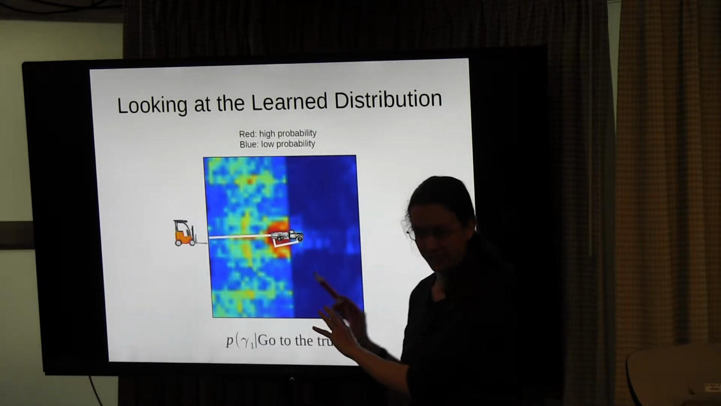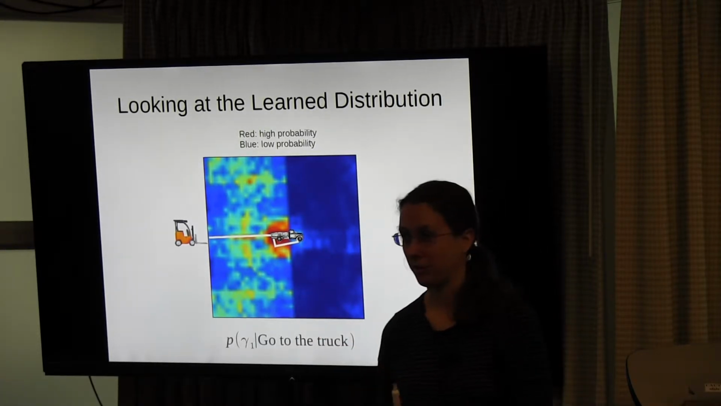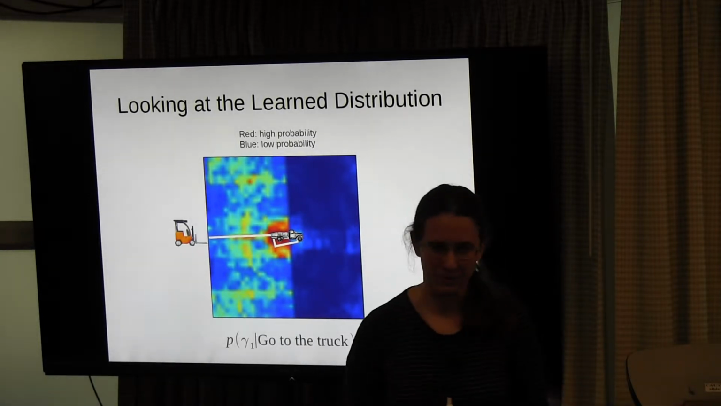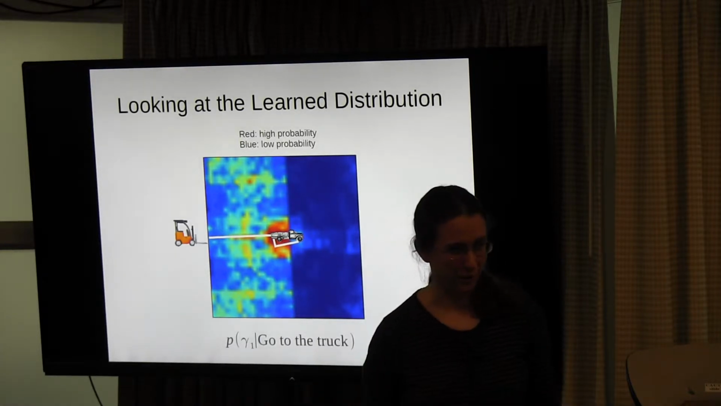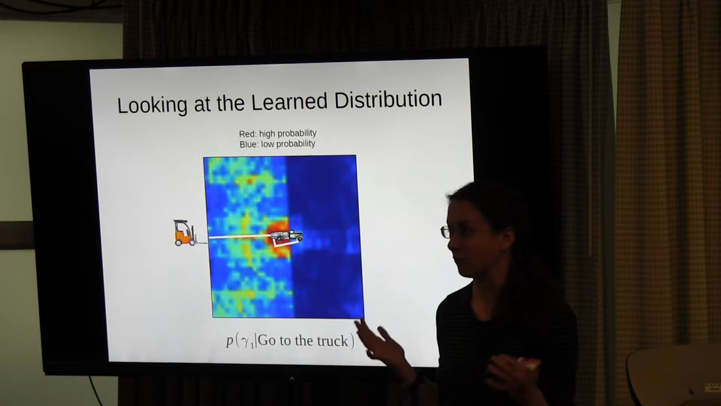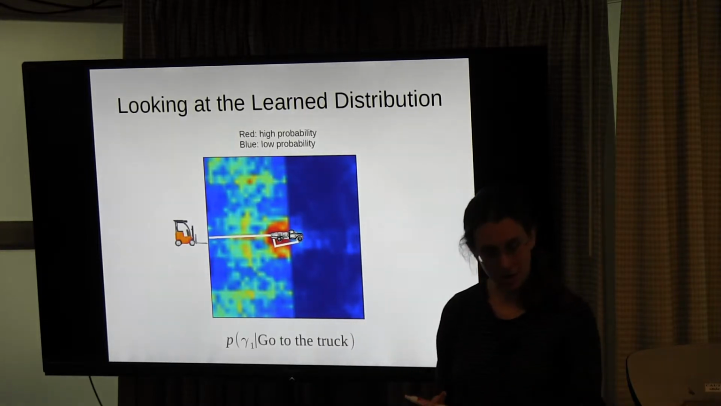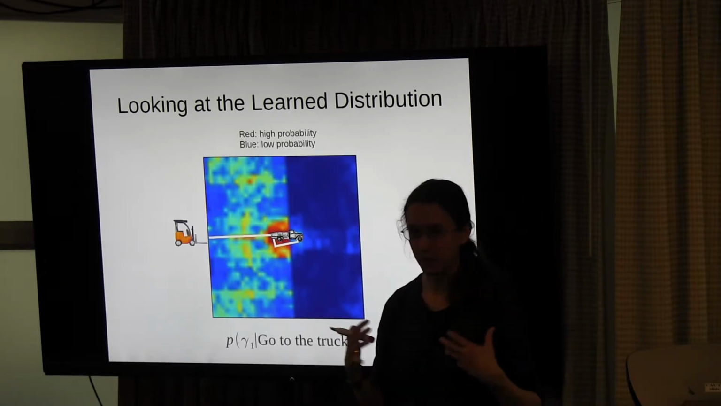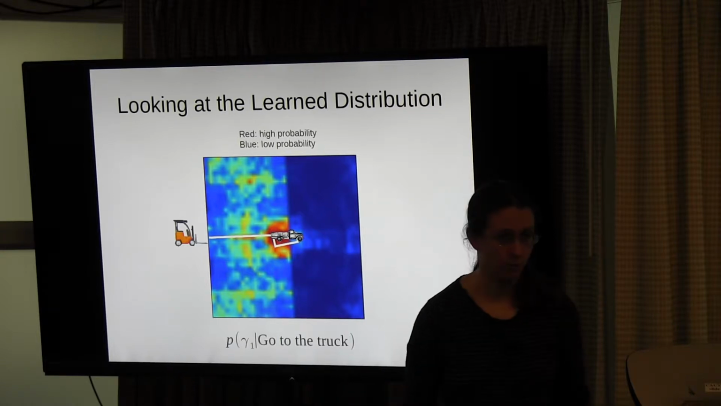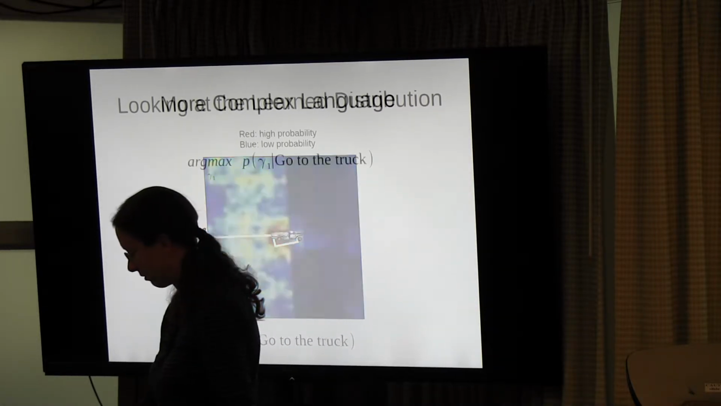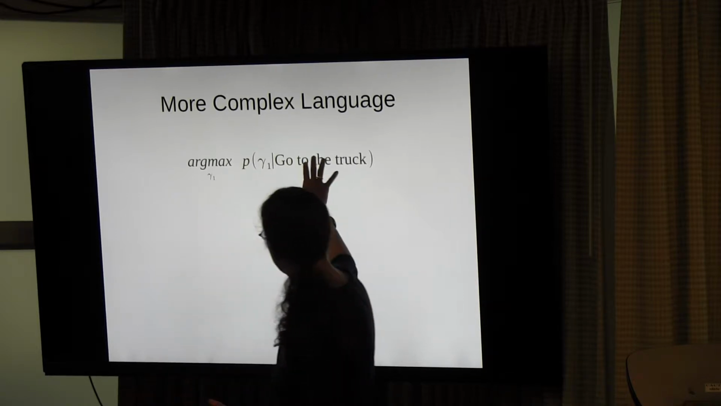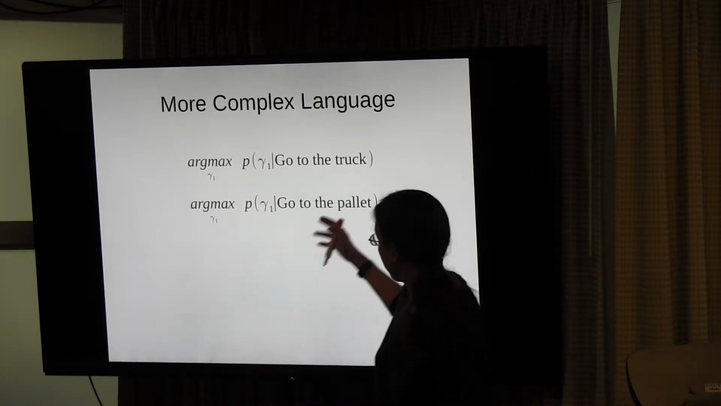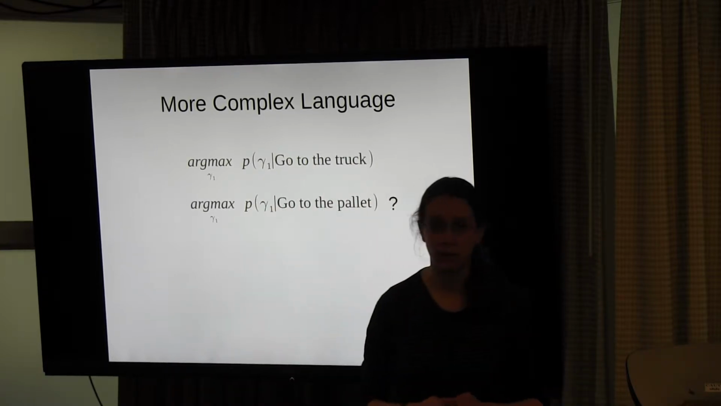So right now, you can imagine that you'd want to be able to handle things like go to the pallet, or pick up, I guess you would want to pick up the truck, or go away from the truck, or load the pallet on the truck. You'd like to be able to understand these other types of commands, and maybe we need training data to do that. That's what I'll talk about next: how can we expand this framework to handle these more complicated expressions. Mathematically, you say go to the truck, but what if instead they said go to the pallet? What can we do to augment this to handle that situation?